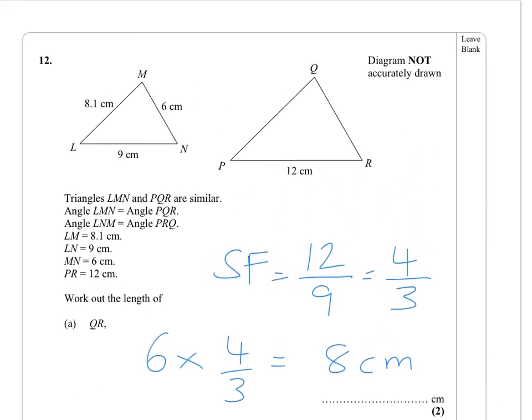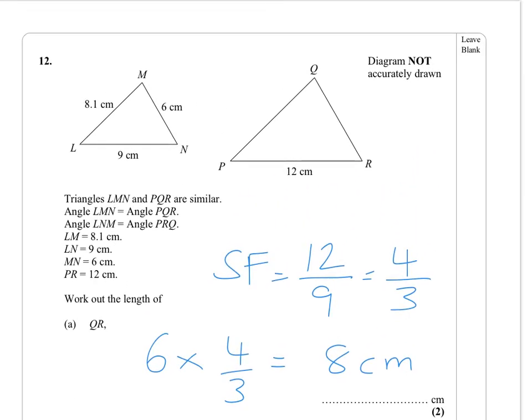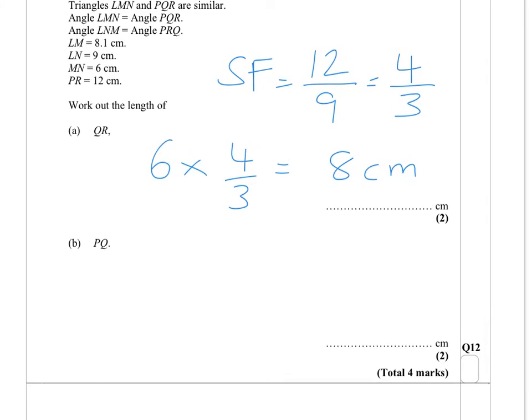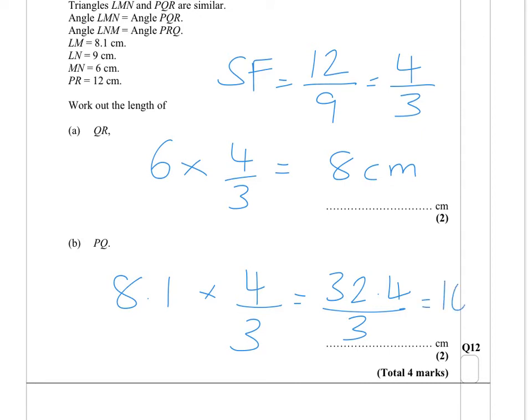PQ. Where's PQ? We're going to do the same again. The scale factor hasn't changed, but the equivalent length is the 8.1. So 8.1 times 4/3 would give you, well, you can treat it like fractions. 8.1 times 4, which gives you 32.4, over 3. So if you do that sum, you'll get your answer, which is 10.8 centimeters.